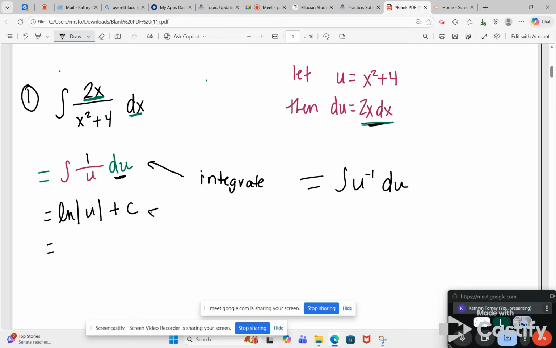So now once you're here, you substitute for u. So that would be the natural log of x squared plus 4, plus c.